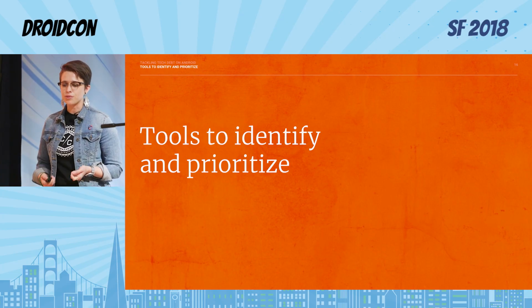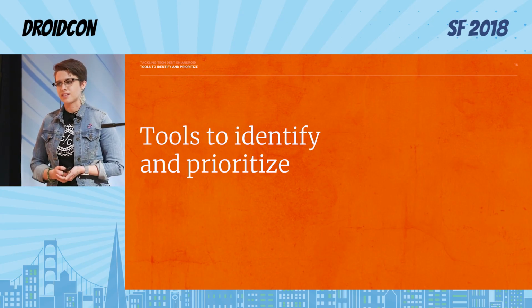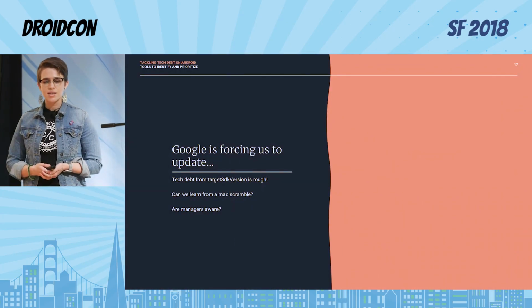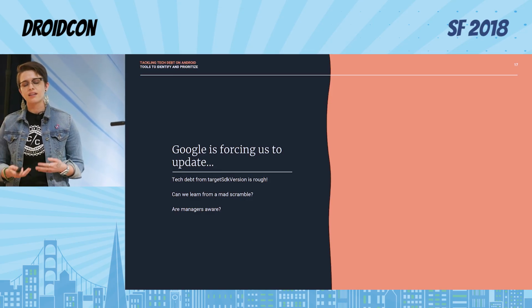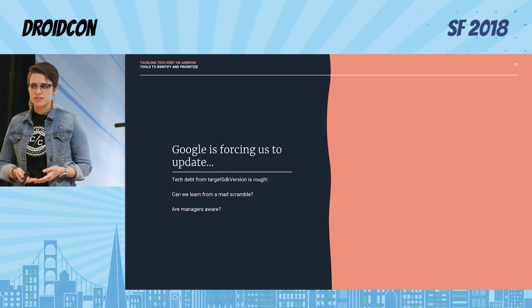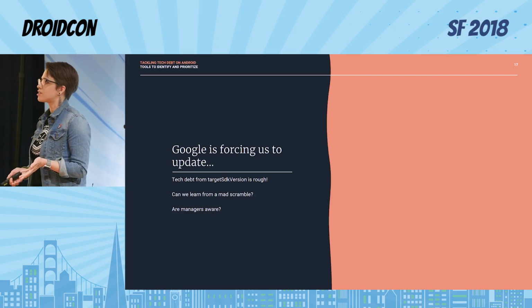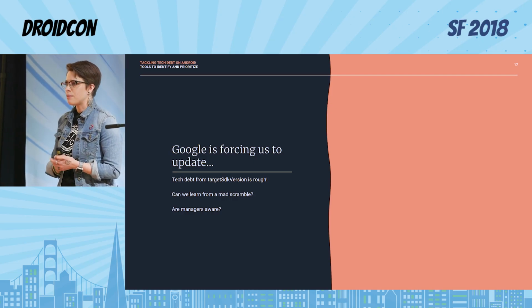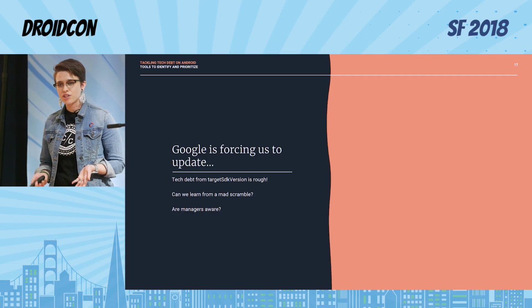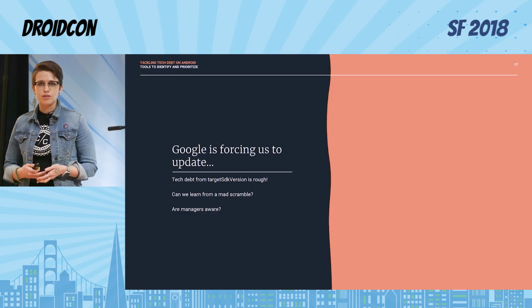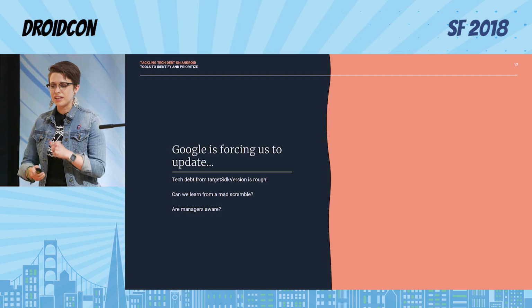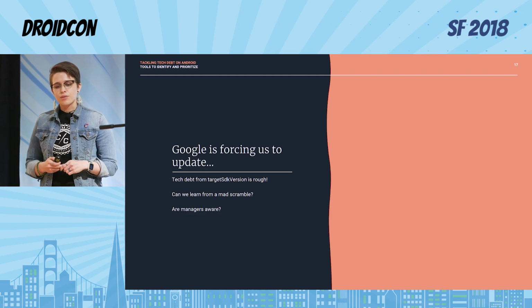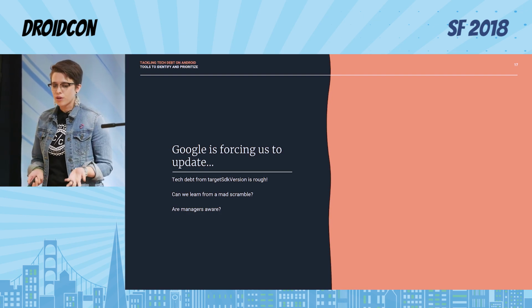So let's look at some tools to identify and prioritize tech debt. We all have been in this situation. Google's now forcing us to update our Target SDK version so that we can actually publish our app updates to the store. And maybe you had some tech debt related to Target SDK version. Maybe you didn't have a notification channel set up properly, and you had to really quickly get it in for November 1st. So is there something we can learn from a mad scramble like this?